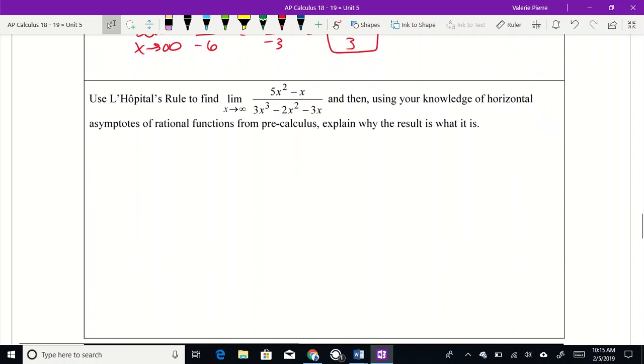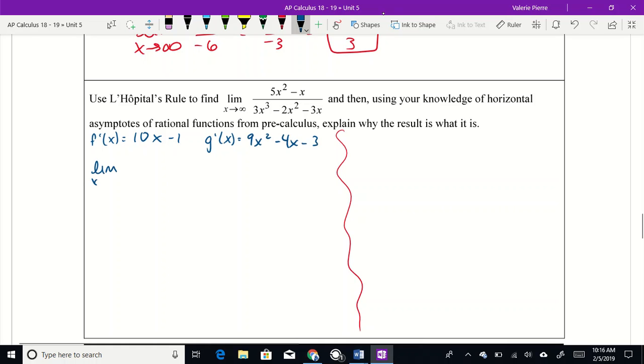So now we're going to apply L'Hopital's rule to this limit, and then using our knowledge of horizontal asymptotes of rational functions from precalculus, explain why the result is what it is. So I'm just going to leave a little space for that explanation. All of our work is going to be on the left side. So our f prime of x is equal to 10x minus 1, and our g prime of x is equal to 9x squared minus 4x minus 3.